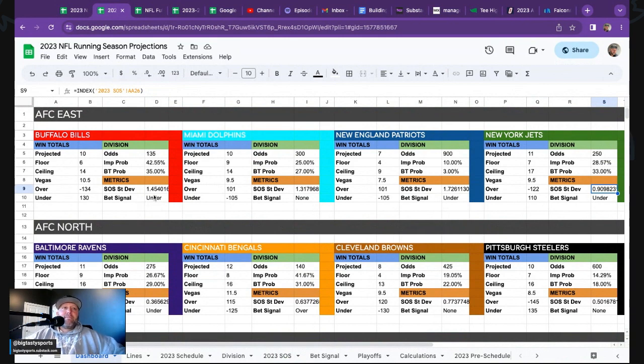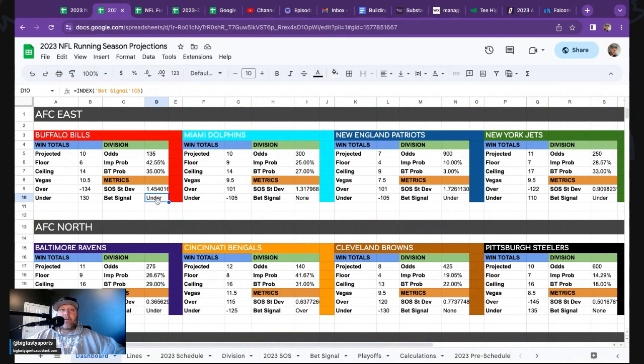All right, there's one final thing on here, and that is the bet signal. It is probably a pretty cheesy name, but I couldn't think what else to call it. So that's what I called it, the bet signal. And you can see here the bet signal is under. Well, what does that mean? Basically, the bet signal is either over, under, or none.